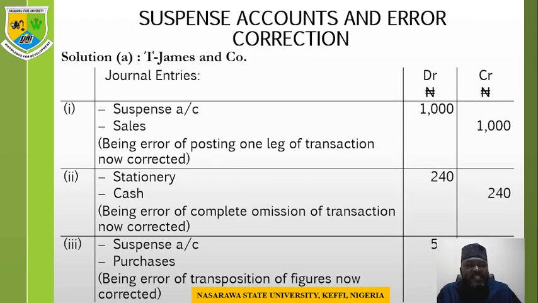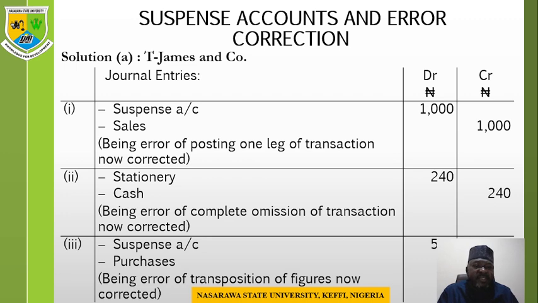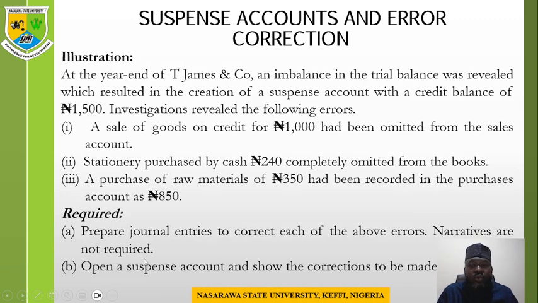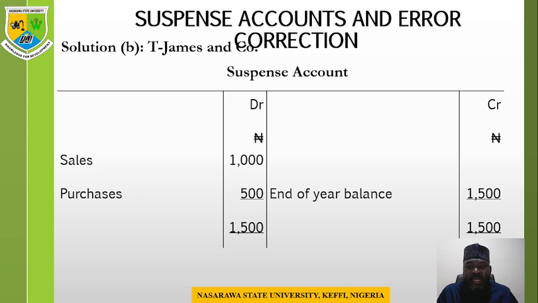Now, that is the first requirement. The second requirement says we should open a suspense account and show the corrections that have been made. Recall that there are two cases that affect a suspense account. Here we say suspense account should be debited by 1,000, and another one here by 1,000. So if we open the suspense account, we should see this 1,000 on the debit side with the name sales, and we should see 500 on the debit side with the title purchases. Recall that the suspense account, we're told, has a credit balance of 1,500.